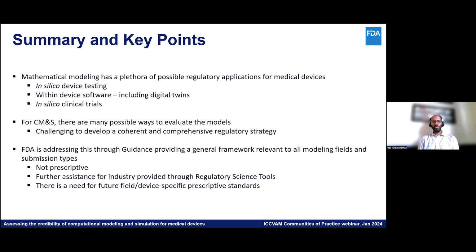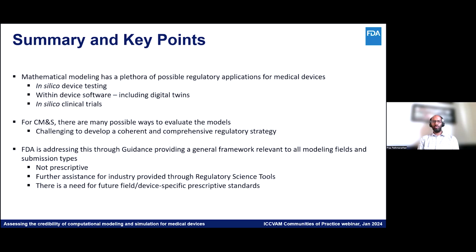So, summarize into some key points. Mathematical modeling has a wide range of possible regulatory applications for medical devices, including in silico device testing within device software. I mentioned patient models, but this goes very much further. This is very closely related to the concept of digital twins and in silico trials.